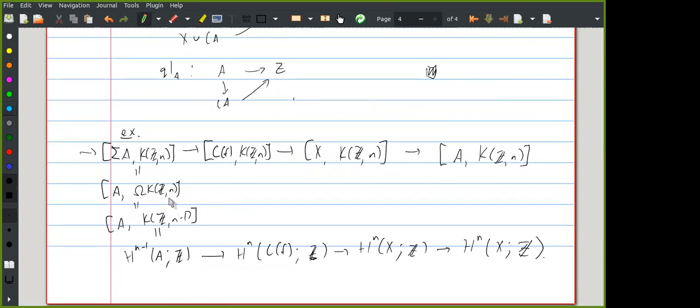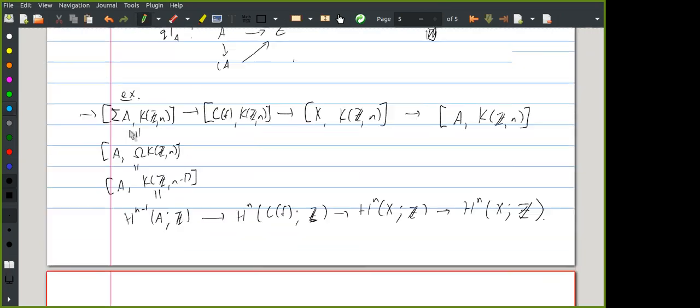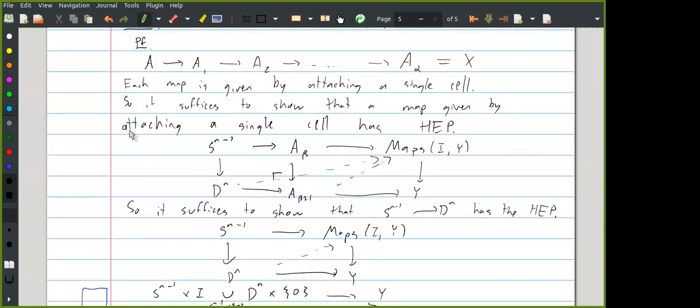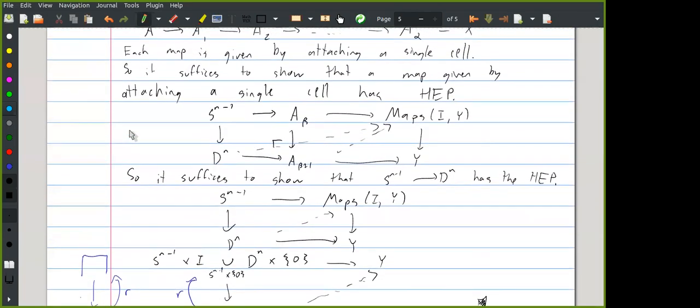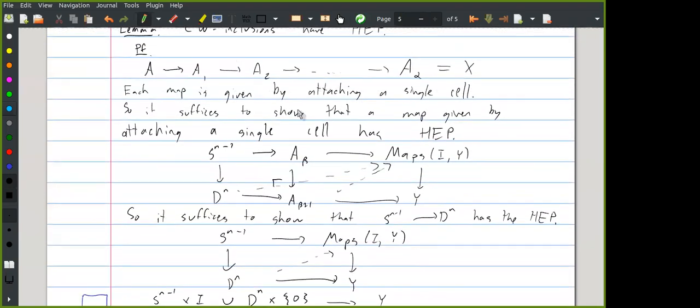One is some other cases of this concept. So I've avoided mentioning the word cofibration because of the existence of these different model structures where cofibration means different things. But one thing that we should maybe notice, if we go back up to my proof that CW inclusions have the homotopy extension property, is that this actually proves something somewhat more general.